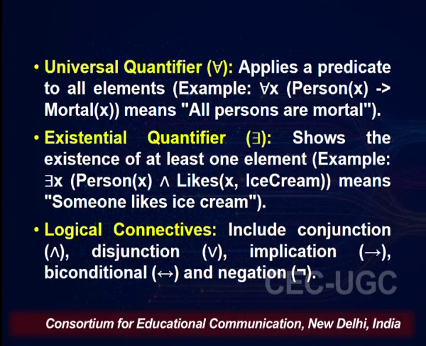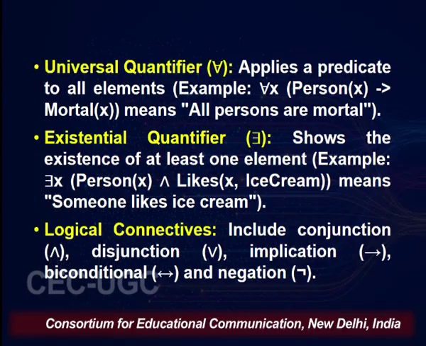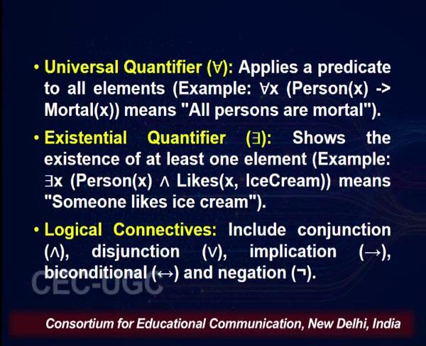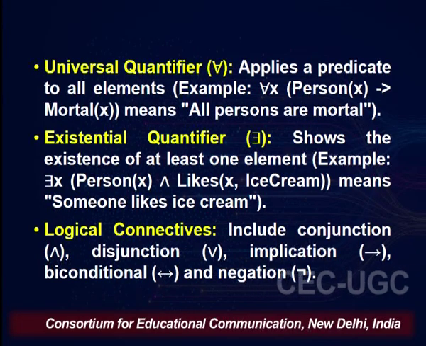Then we have the existential quantifier, which says that the predicate applies to some, or we can say it shows the existence of at least one element, if not more. For example, I say there exists x, within the bracket, person x and likes x comma ice cream, meaning someone likes ice cream. That someone could be one or more than one, but we are not claiming that all persons like ice cream because we have not written for all x.